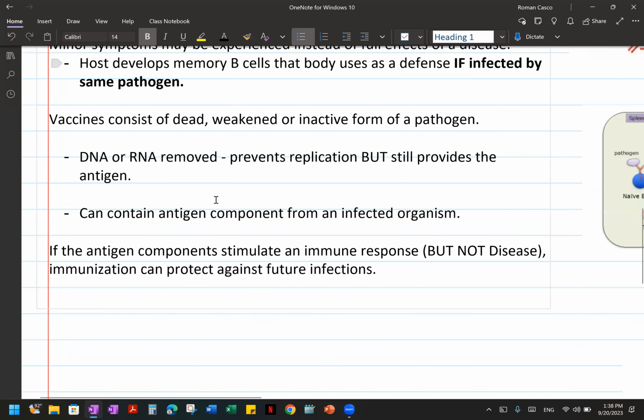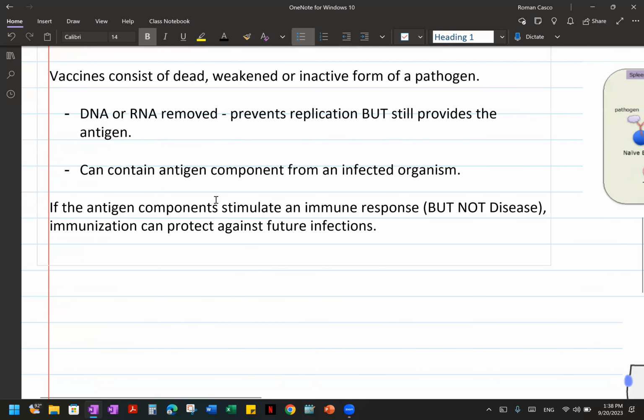So like I mentioned before, vaccines consist of dead, weakened, or inactive forms of the pathogen. One way or another, it's going to jumpstart your immune system. Generally, microbiologists remove the DNA and RNA to prevent replication, but the particles of the virus, for example, can still provide that physical structure of the antigen, okay? So again, this is why I'm referring to it can contain an antigen component from an infected organism, okay?